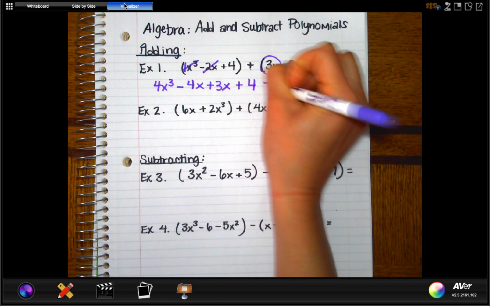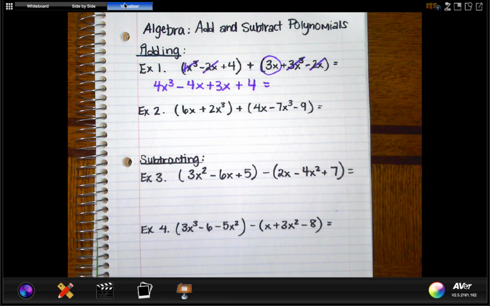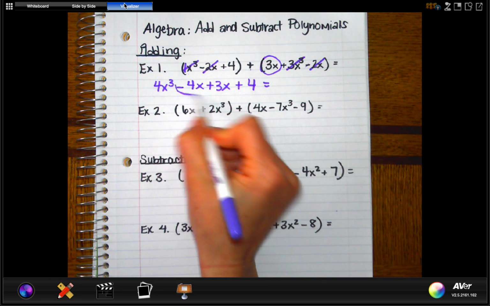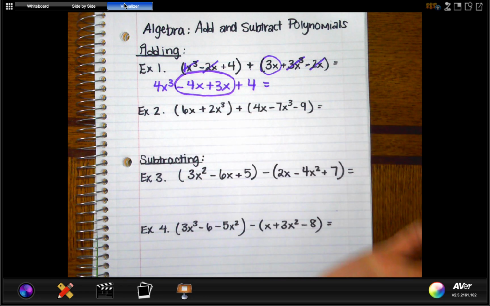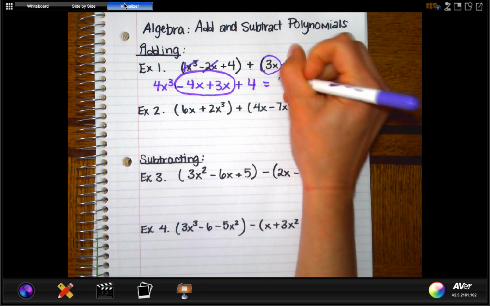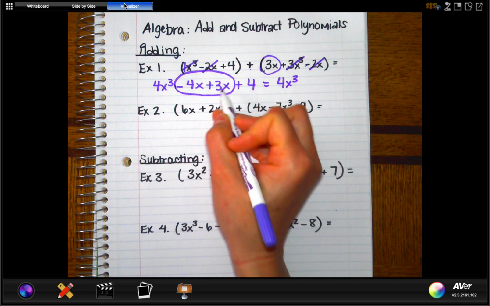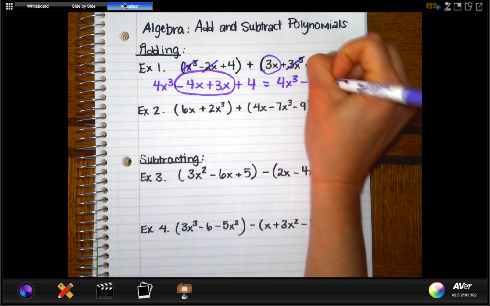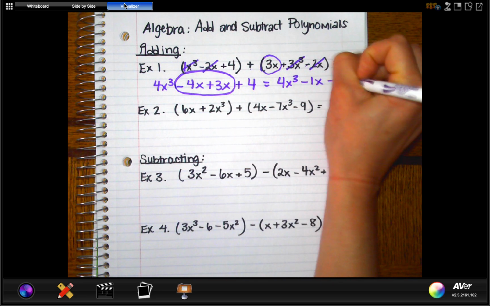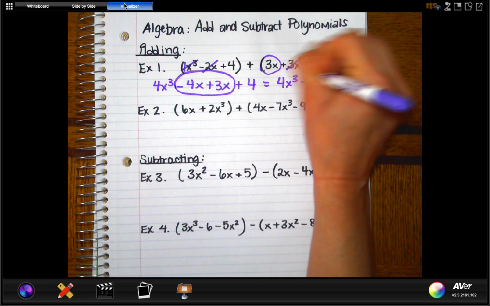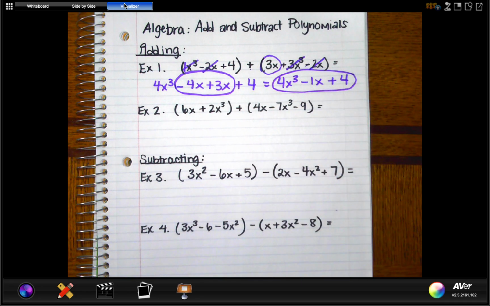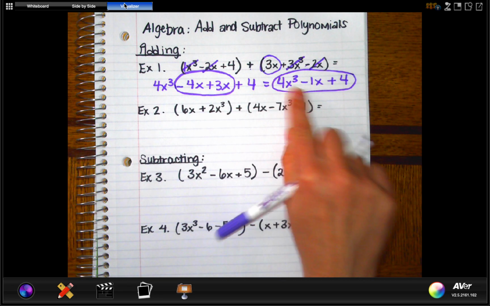So in the end, I really should have put these together right from the beginning, but, you know, we're going to simplify now. So now we have 4x to the third. If I add negative 4x plus a positive 3x, I get negative 1x and then plus 4. And this is my final polynomial as an answer. It's in standard form because this is the highest exponent on down.